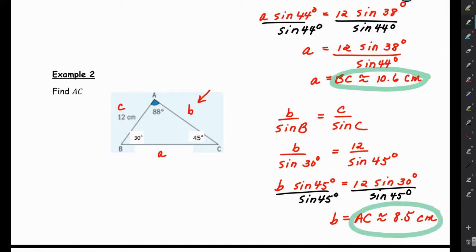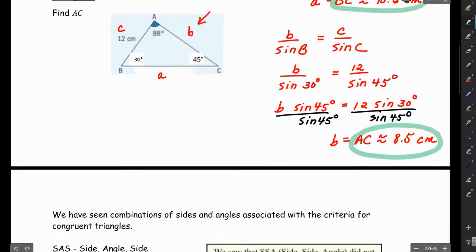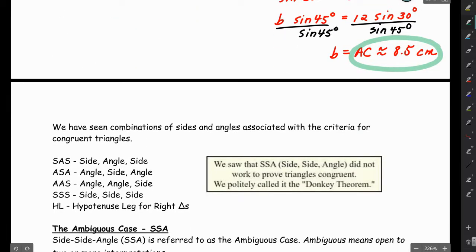All right, moving on to the next page. So we've seen combinations of sides and angles associated with the criteria for congruent triangles.